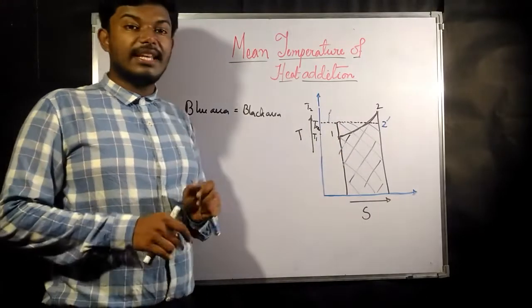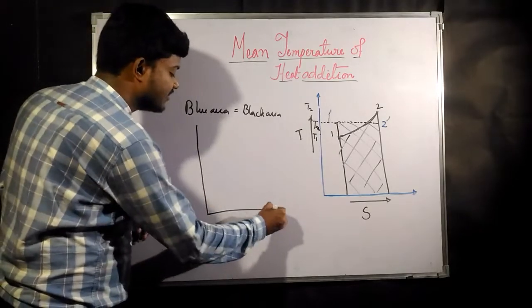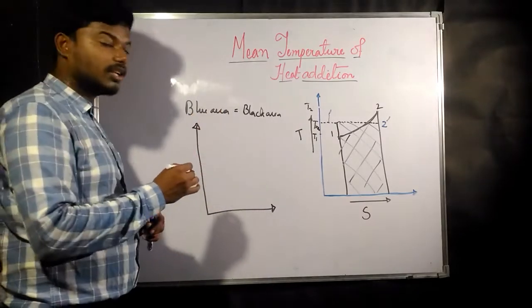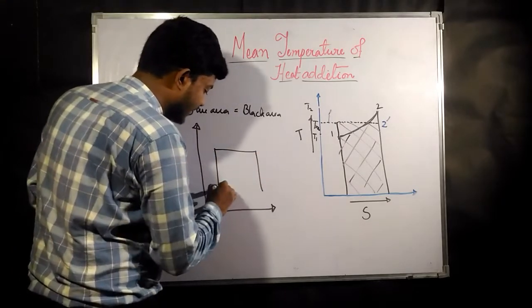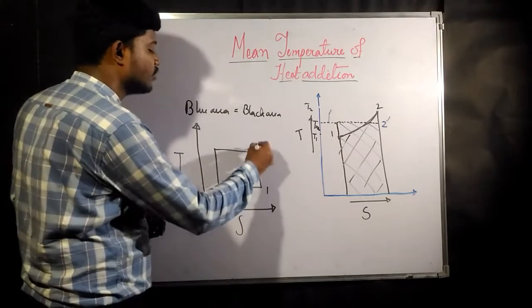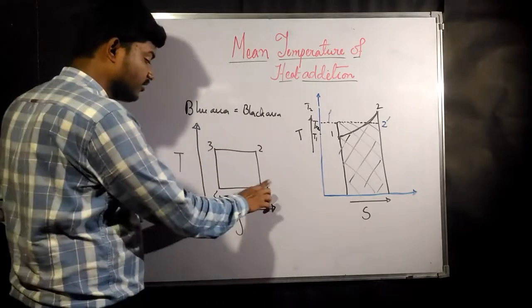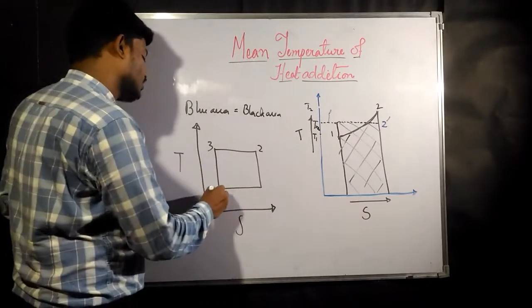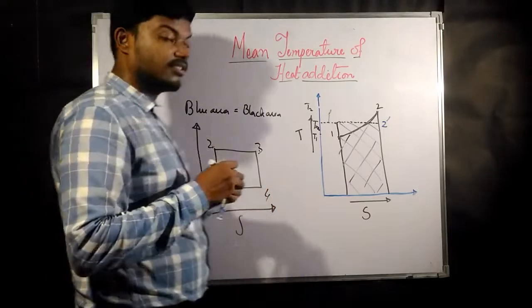Now if you see the Carnot cycle, if you draw the TS diagram, the Carnot cycle is nothing but a square or rectangle in the TS diagram. Sorry, this one is the reverse Carnot cycle. The Carnot cycle would be like this: 1, 2, 3 and 4. So this is the Carnot cycle.